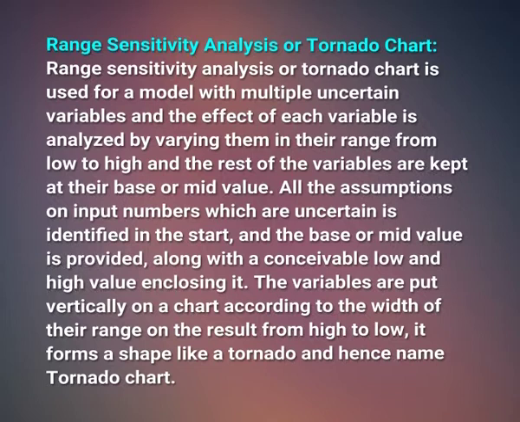All the assumptions on input numbers which are uncertain are identified at the start, and the base or mid value is provided along with a conceivable low and high value enclosing it. The variables are put vertically on a chart according to the width of their range on the result, from high to low. It forms a shape like a tornado and hence is named a tornado chart.